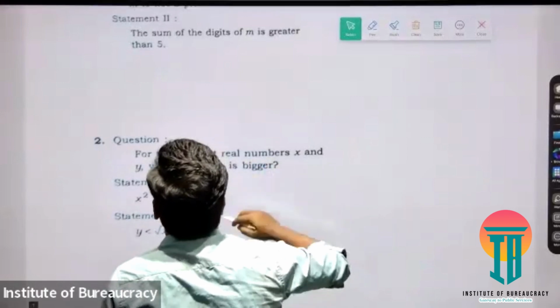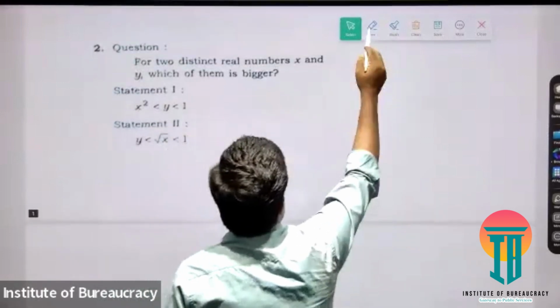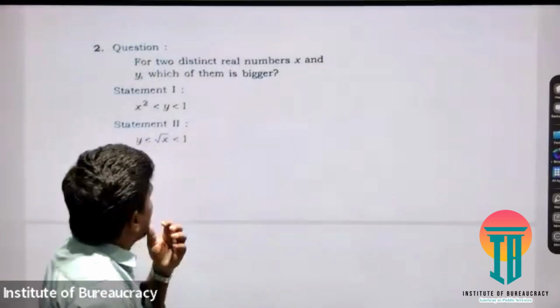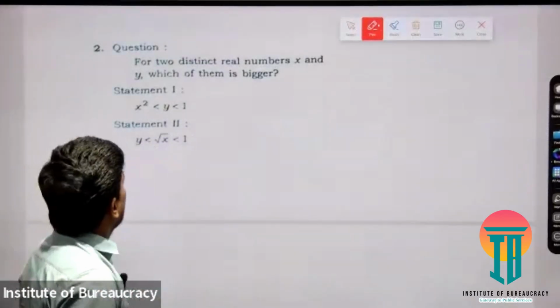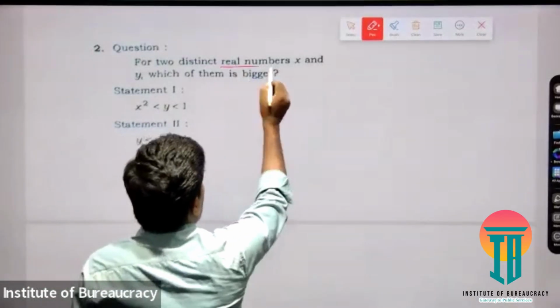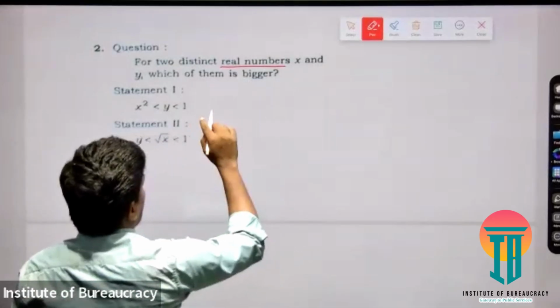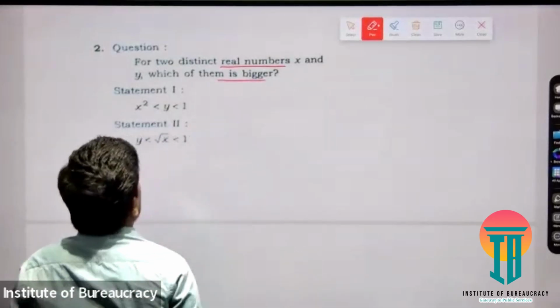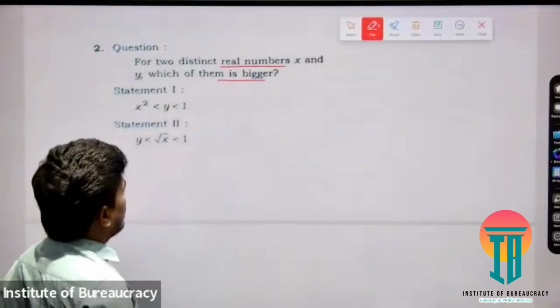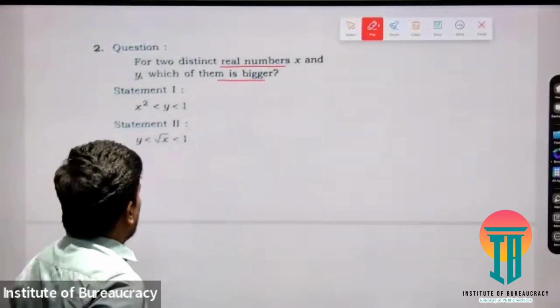Second one. For two distinct real numbers x and y, they are real numbers, which of them is bigger? So x and y, which is bigger? That is what we have to find.